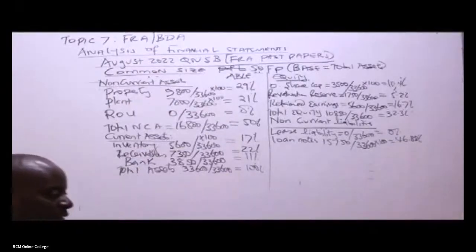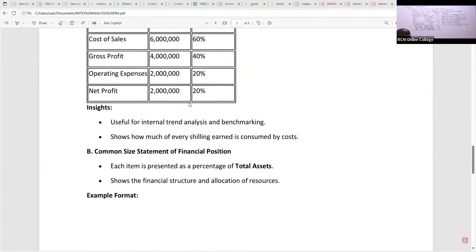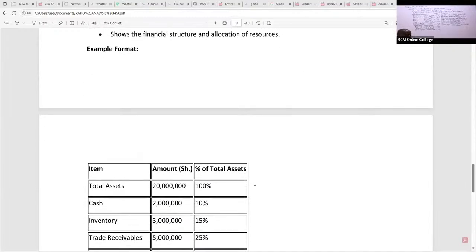So please remember, when we began, we introduced this topic, and we were able to give the rules of the game. Every game has its own rules. If I just share back this handout, we said, we will give an example here. Common size statement of financial position: each item is presented as a percentage of total assets. It shows the financial structure and allocation of resources.